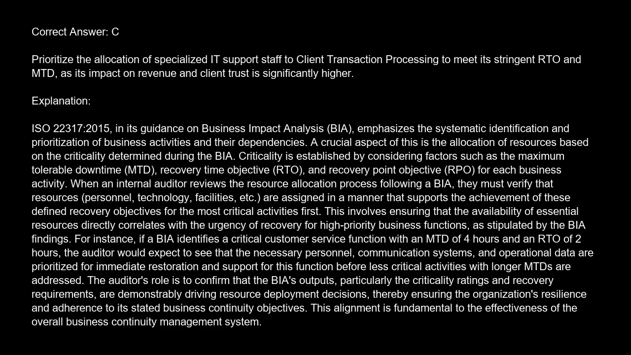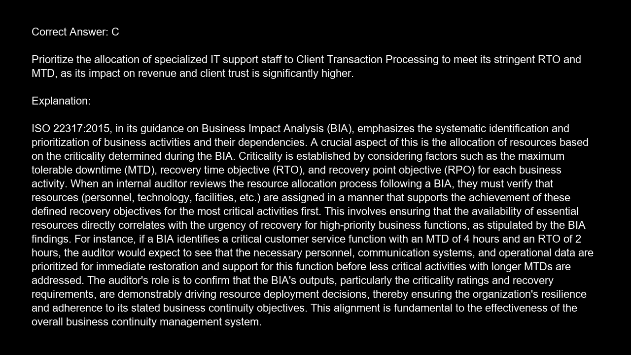The correct answer is C. Prioritize the allocation of specialized IT support staff to client transaction processing to meet its stringent RTO and MTD, as its impact on revenue and client trust is significantly higher. Explanation. ISO 22317-2015, in its guidance on business impact analysis, BIA, emphasizes the systematic identification and prioritization of business activities and their dependencies. A crucial aspect of this is the allocation of resources based on the criticality determined during the BIA.